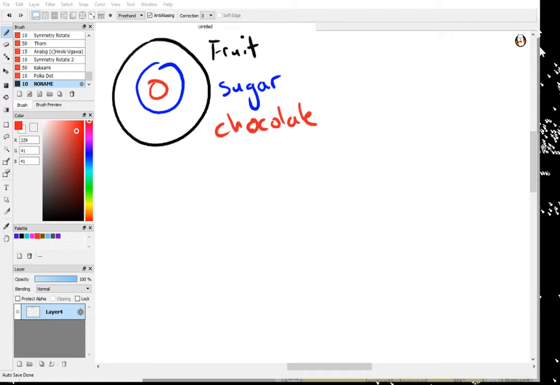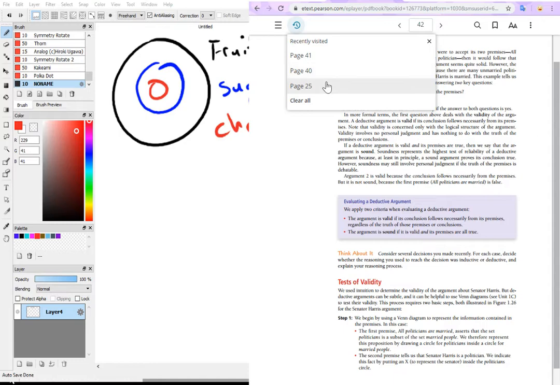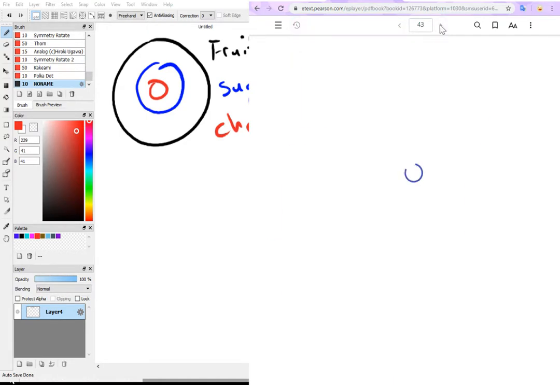We talked about evaluating an inductive argument, talking about its strength. And right now we're looking at these deductive arguments and saying, is it valid, is it sound? And this is it right here, evaluating a deductive argument. We apply two criteria when evaluating a deductive argument. First, it's valid if the conclusion follows from its premises. So our argument about the candy bar was valid. It's sound if it's valid and all its premises are true. So is a fruit defined by having sugar? No, that's not true at all. So this is not sound.